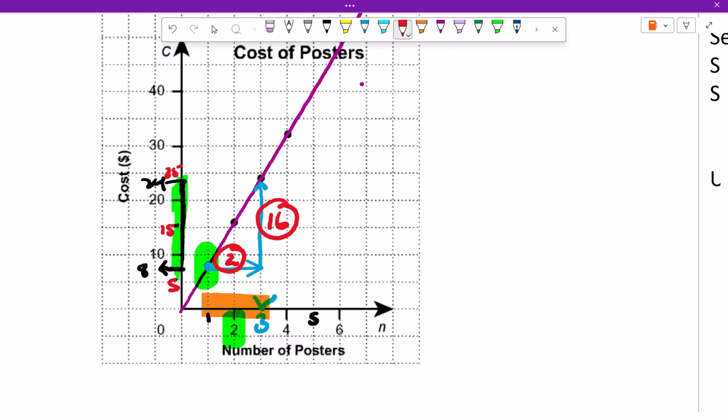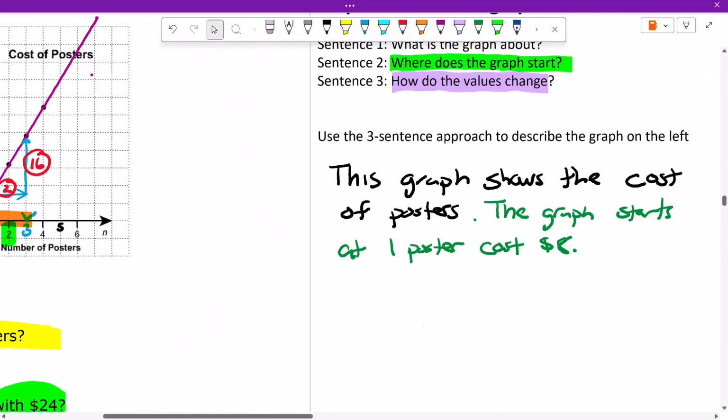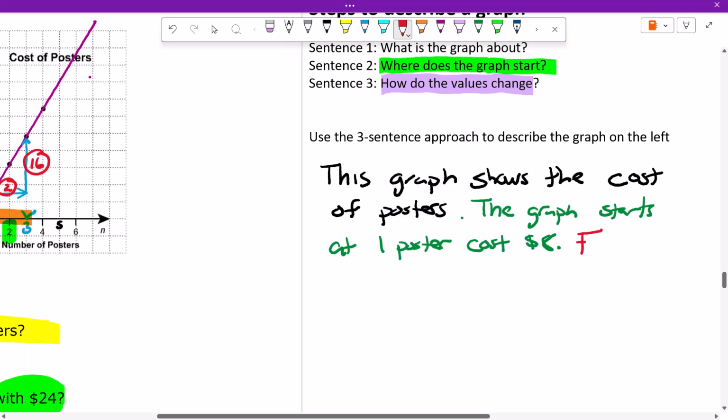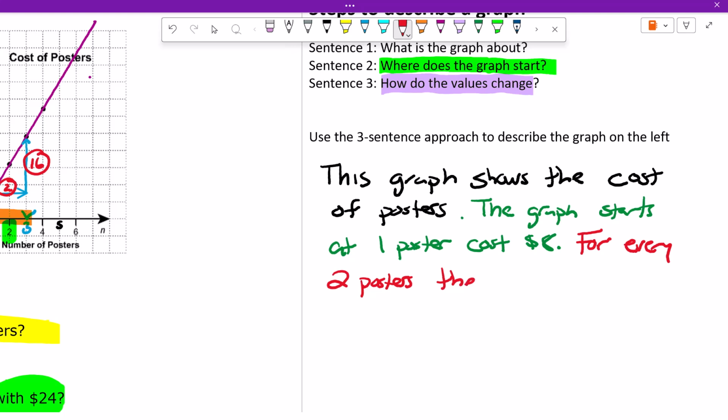So that describes to the person how the graph is changing. And that pattern stays the same. If you draw the triangle anywhere else, it's always going to be that pattern. For every 2 posters, the cost goes up by $16. So last sentence: for every 2 posters, the cost goes up by $16.